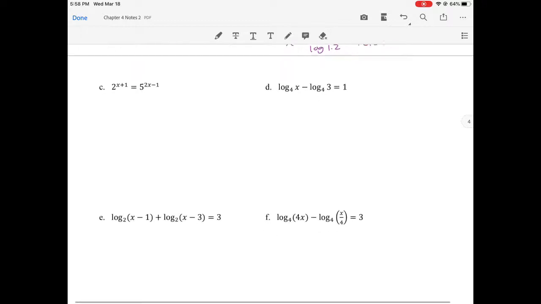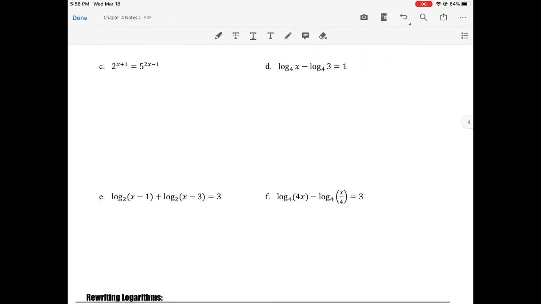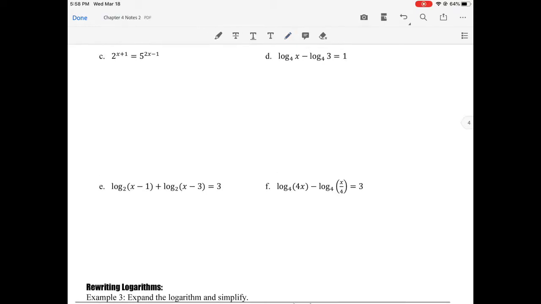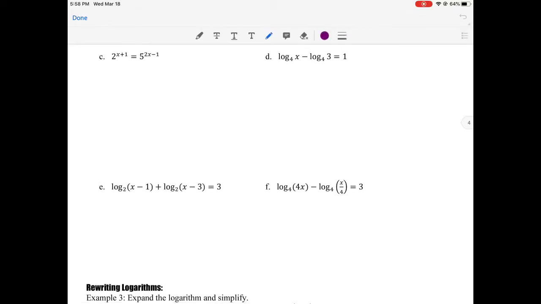All right, let's take a look at the next page. So I'm actually going to start down here with the one on the bottom, and then we'll come back to C and D. As we look at E, I would start off and we want to combine the left side to make one log. So log base 2. And if we're adding, we're actually going to multiply these two things. So log base 2 of x minus 1 times x minus 3, and it all equals 3.